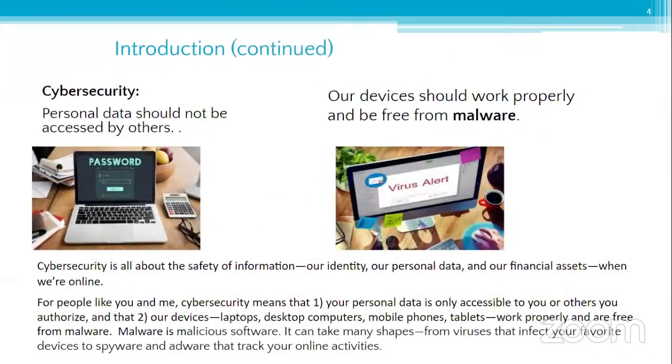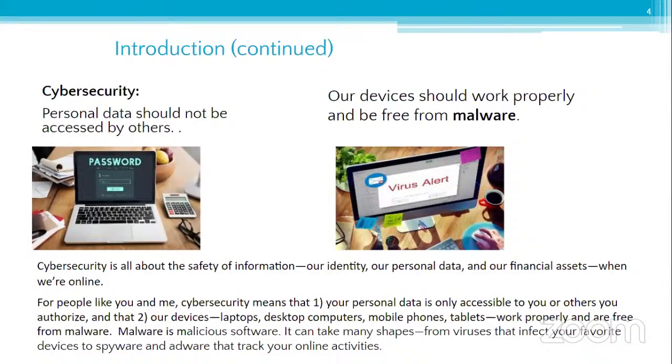Now we are continuing with the introduction to cybersecurity. Personal data should not be accessed by others; you who created that account should be the only person to access it. On the other hand, we should also make sure that our devices work properly and are free from malware. Malware is a short form for malicious software.